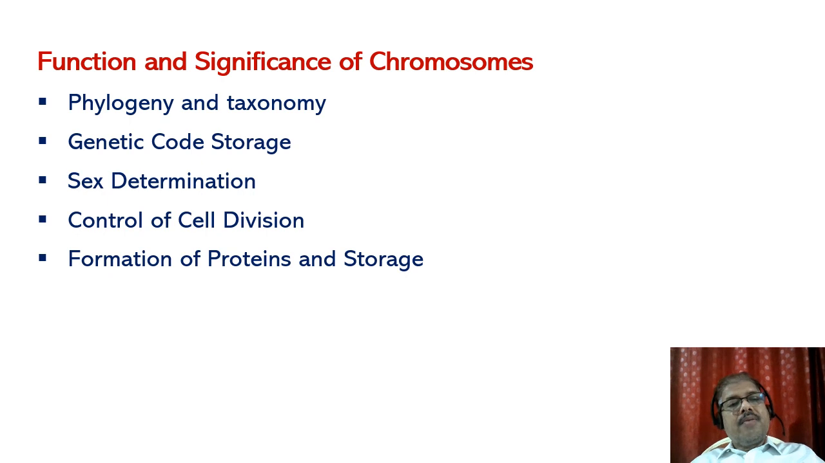Now lastly, about the function and significance of chromosomes. Phylogeny and taxonomy: the number of chromosomes is constant for a particular species. Therefore, these are of great importance in the determination of the phylogeny and taxonomy of the species. And the second one is the genetic code and storage.